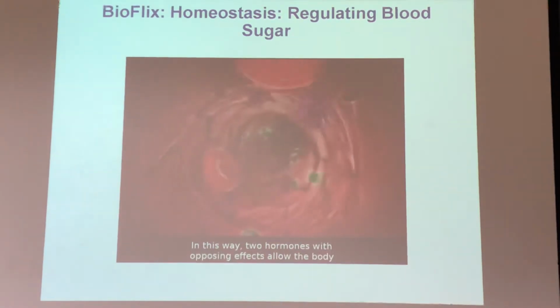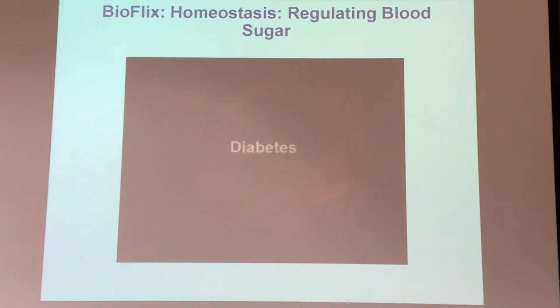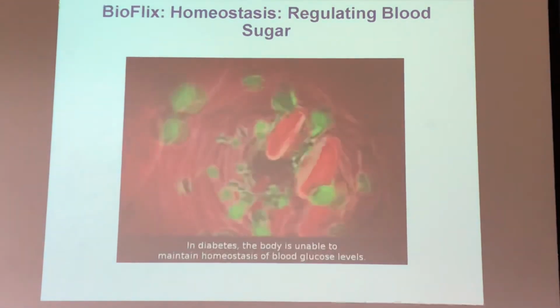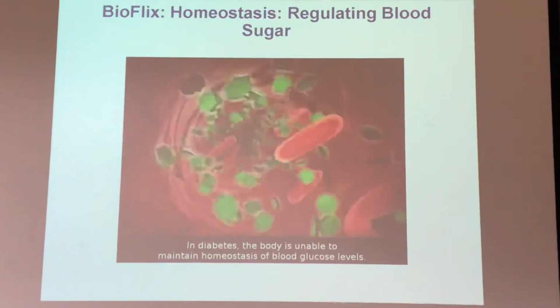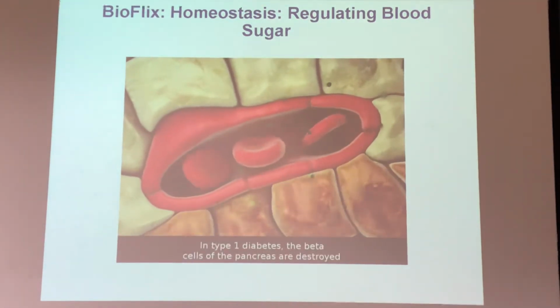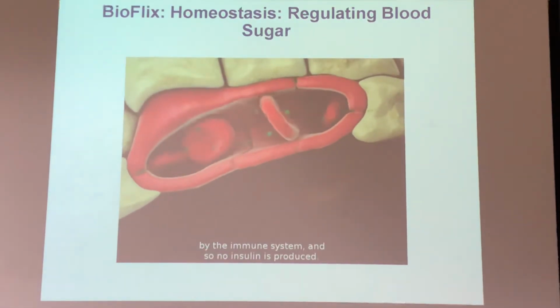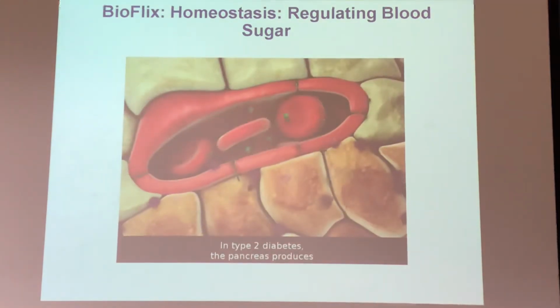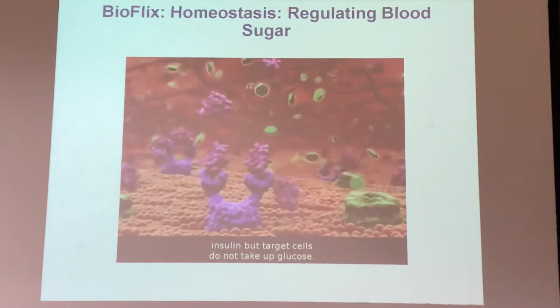In this way, two hormones with opposing effects allow the body to maintain homeostasis of blood glucose levels. In diabetes, the body is unable to maintain homeostasis of blood glucose levels. In type 1 diabetes, the beta cells of the pancreas are destroyed by the immune system, and so no insulin is produced. In type 2 diabetes, the pancreas produces insulin, but target cells do not take up glucose.